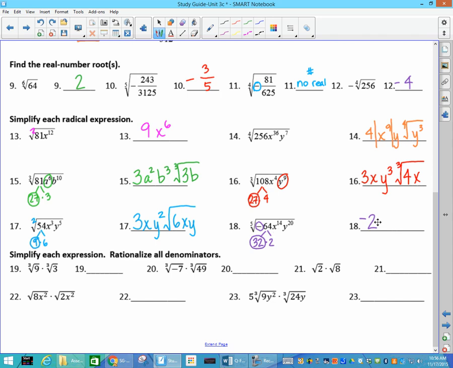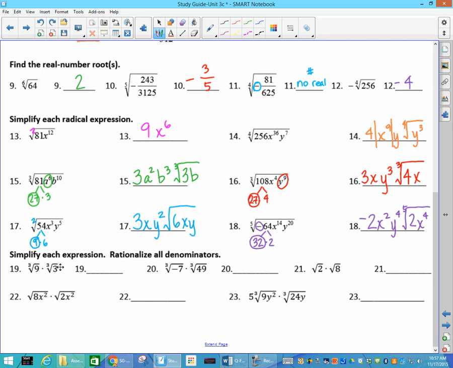5 goes into 14 twice. 5 goes into 20 four times. And let's see what I have left over. I have a fifth root. I have a 2 left over. 5 goes into 14 twice with 4 left over. Unfortunately, there's no y's left over because I'm running out of room. So that's your answer. All right, number 19.